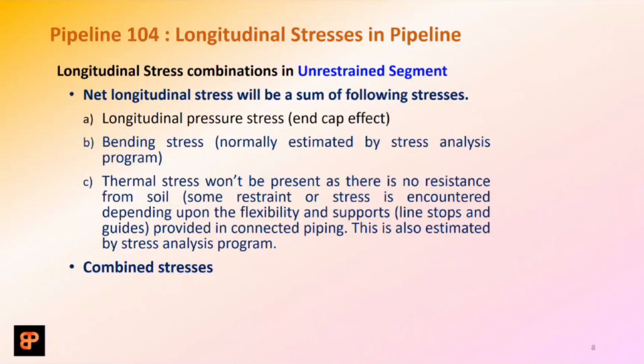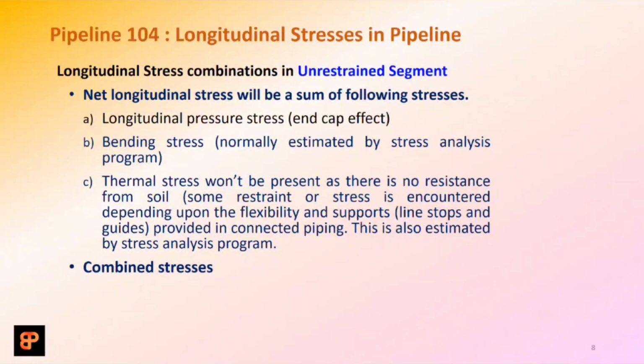Now the unrestrained segment, we have seen that the net longitudinal stress will be longitudinal pressure stress and bending stress combination, and then it has to be combined along with the hoop stress. This is the code requirement. So the design code says that you have to take a combination of longitudinal and radial or hoop stress together in a von Mises theorem.